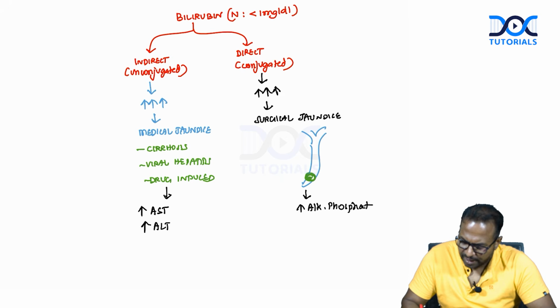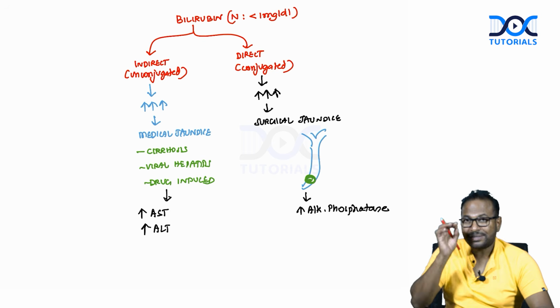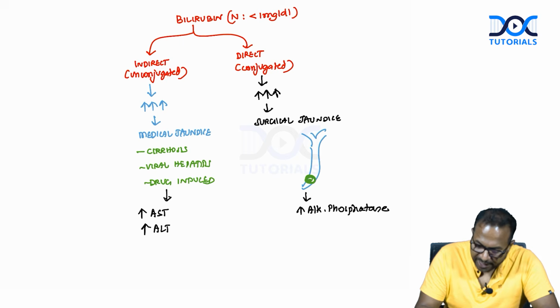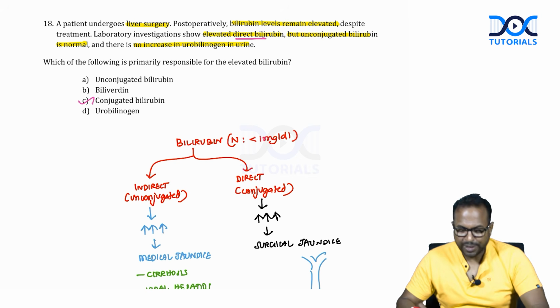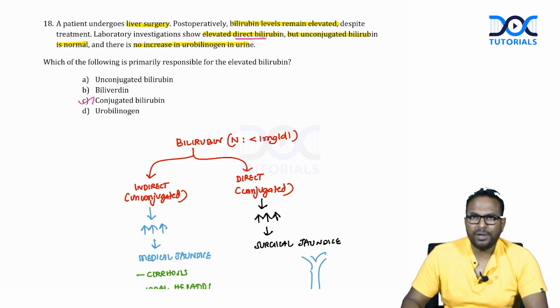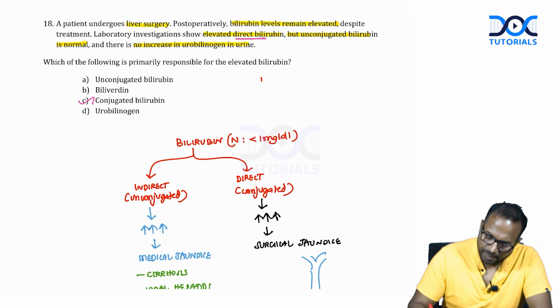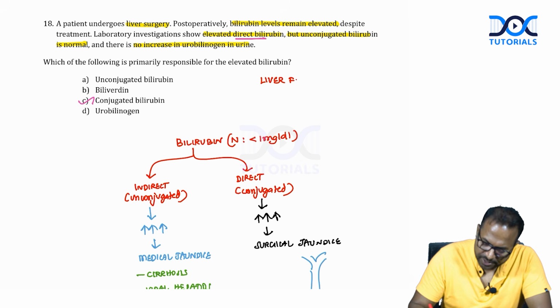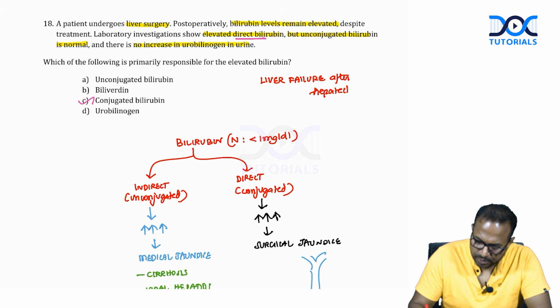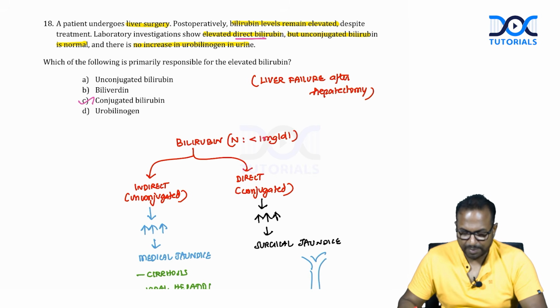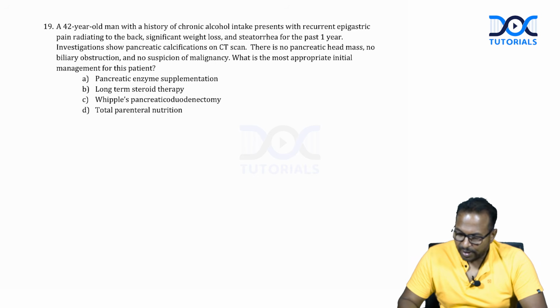So just with the help of LFT, I can say whether it is a surgical jaundice or a medical jaundice. Elevated direct bilirubin is nothing but conjugated bilirubin. It is a conjugated bilirubin in a medical jaundice in this patient. Probably this patient has developed a liver failure after surgery. Liver failure after hepatectomy has happened in this case. So this is a new question, but it is more of a biochemistry oriented surgery question. Okay, please remember conjugated bilirubin is elevated.